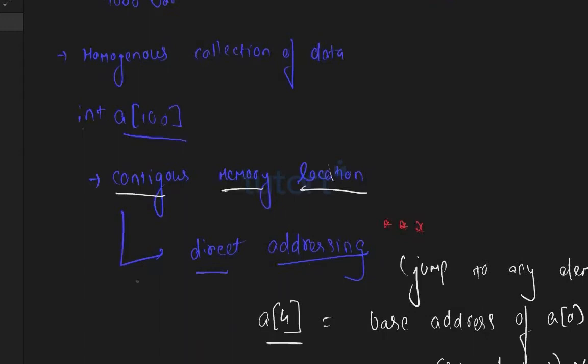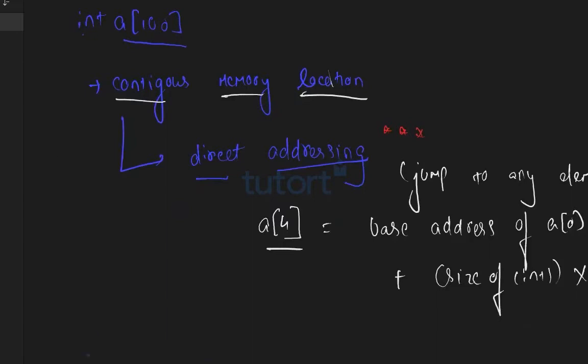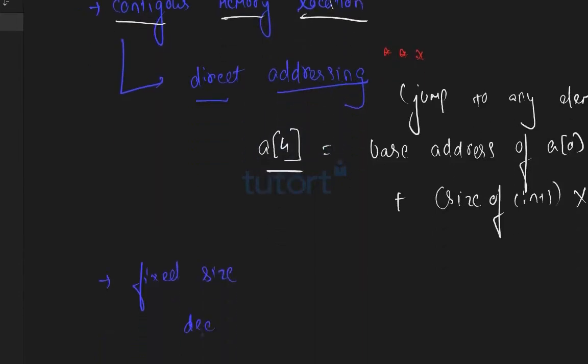Okay. This is one. Another thing is fixed size. Whenever you declare an array, you always need to give the size. Suppose you are declaring an array like this, int a of 100. This is the size, and you always need to give it, and it is always a fixed size. Meaning in the declaration itself you have to give this.